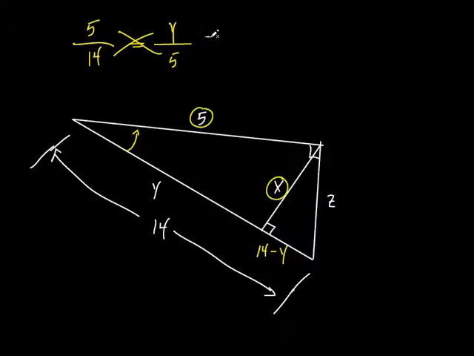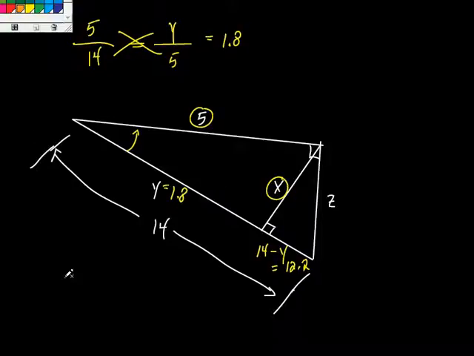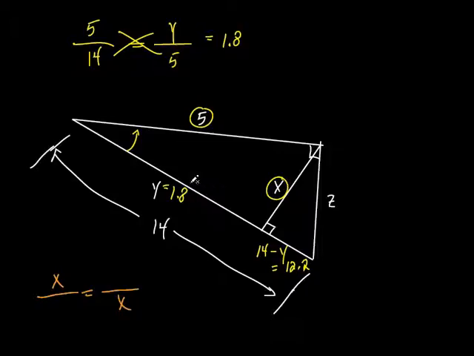Is it 5.8? 1.8. Okay, so Y is 1.8. How do we find this right here? What's that? 14 minus 1.8, which is what? 12.2, is that right? So 12.2, that little bit. And now you can find X, because now you know these two, don't you? X is a geometric mean between the two segments of the hypotenuse. So 1.8 and what? 12.2.